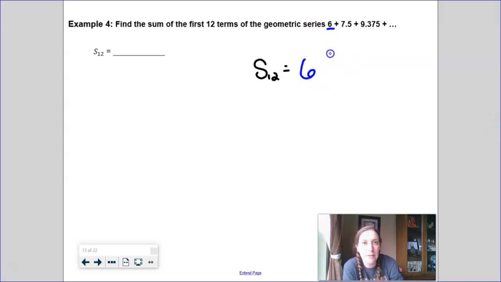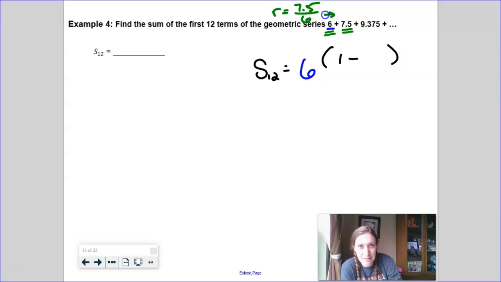And then in the numerator, I always get this guy wrong. It's 1 minus, and this is where it gets kind of crazy because you're like, wait, what's r? Well, remember in our geometric sequence problems, if you had to find r, you just had to take the second term and divide it by the first term. So for us, if we took 7.5 and divided by 6, again, no mental math happening here, that is 1.25. Now notice I wrote that as a decimal and not a fraction.